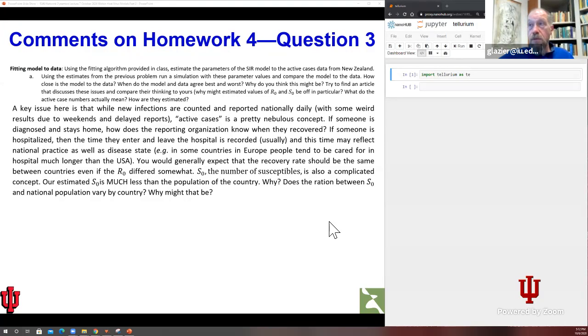But one would like to understand why the S0 is so much smaller than the total population of the country and possibly look at the ratio of S0 to the total population country by country. And that gives you a pretty good estimate of how effective the country was at preventing spread from localized transmission to global community transmission. And that actually could be something one could think about.